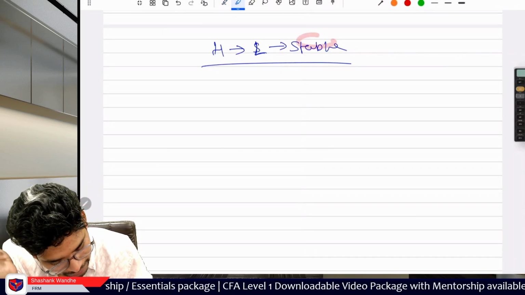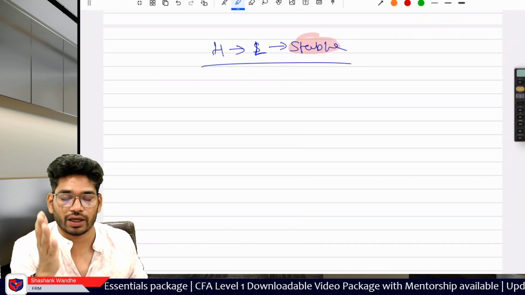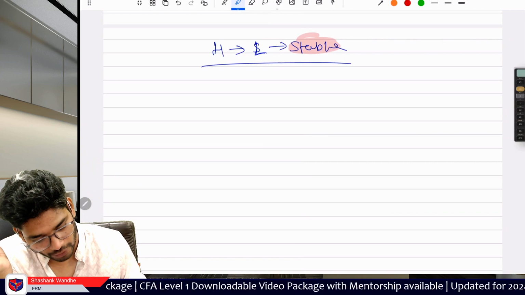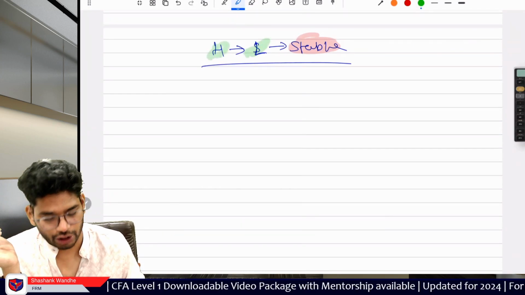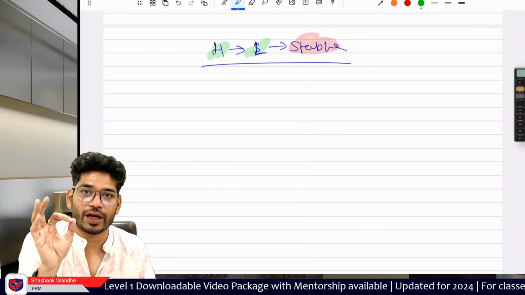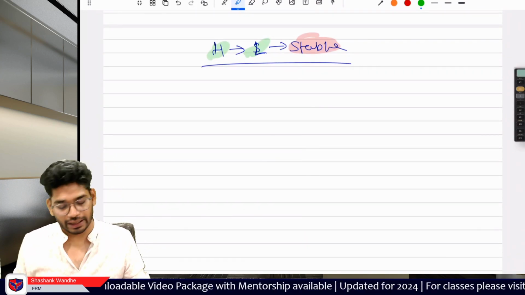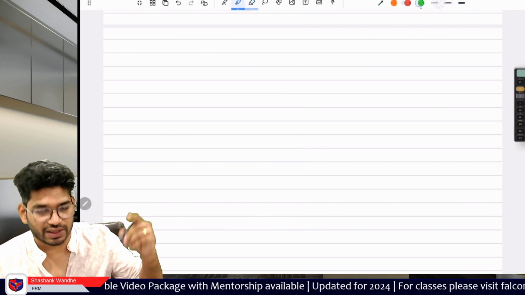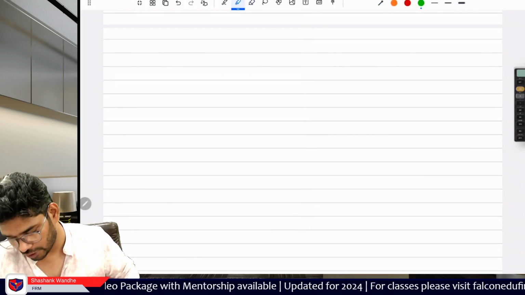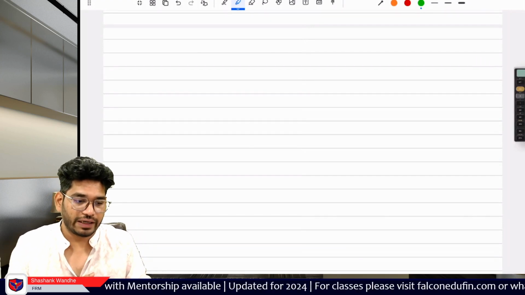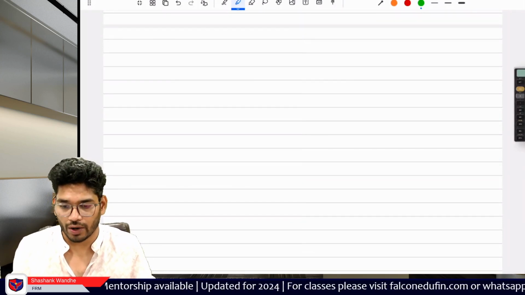So you will apply Gordon's growth model for the stable part. For low and high, you have to do the calculations manually. You don't have any other alternative. You have to discount each value separately. And for the stable part, then you can calculate the terminal value. Okay. So this is all about the dividend discount and growth models.